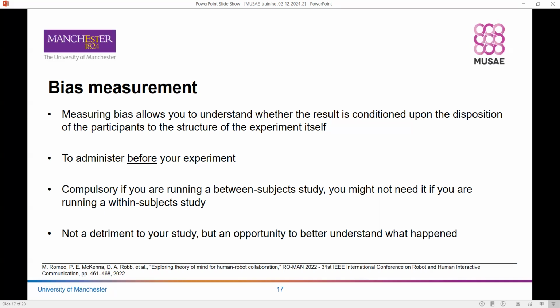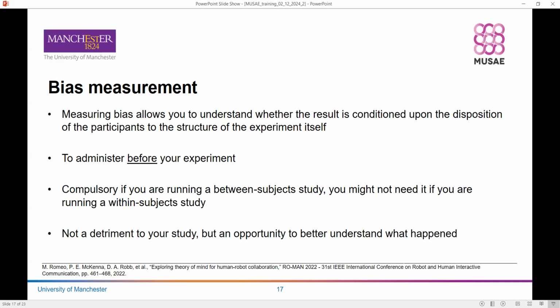So you need to be aware of how biased they are towards your experiment. So again, it's important that you carry out this analysis. It's not a detriment to your study, but a way to better understand it, to understand what happened and carry out second-level analysis of your validation.